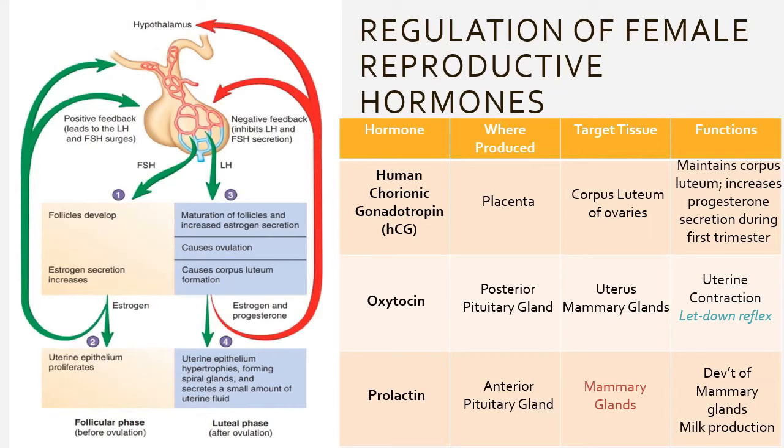Oxytocin is produced in the posterior pituitary gland. It targets the uterus and the mammary glands. Its main function is to stimulate uterine contraction as well as the letdown reflex during breastfeeding. Prolactin, which is the hormone responsible for milk production, is produced by the anterior pituitary gland. This will then influence the mammary glands to produce milk and also to develop.